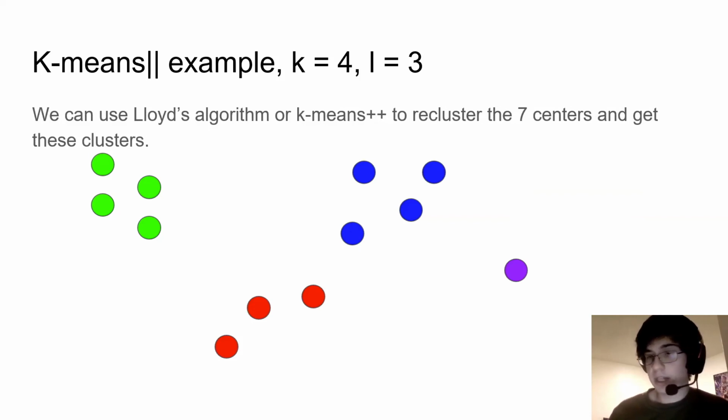So step 8, you can use Lloyd's algorithm, k-means plus plus, but as long as you get those centers, you get 4 centers based off of the most highly weighted points, and you can end up with the same distribution as in k-means plus plus.